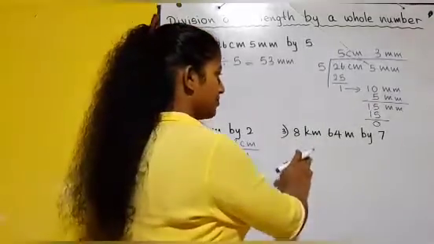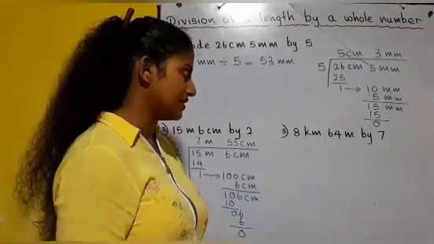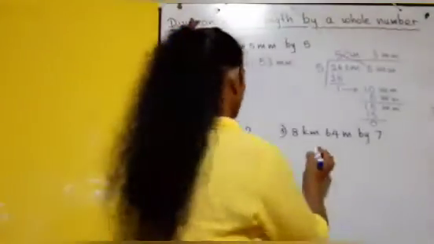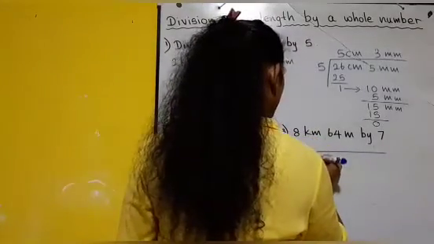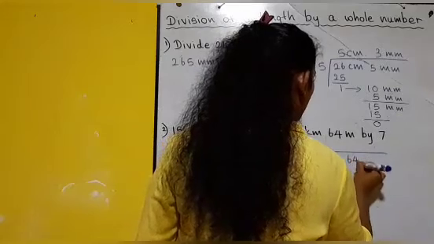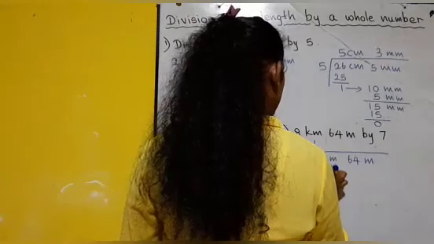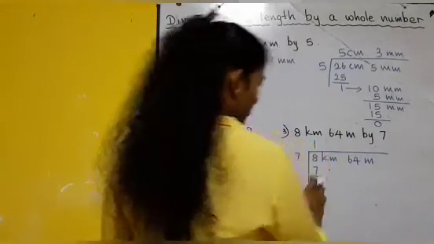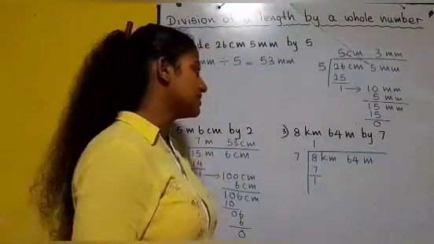Then third example, 8 kilometers 64 meters divided by 7. Long division method. 8 kilometers 64 meters. 7 times 1 is 7. 1 kilometer remains here. It can be converted into meters as 1000 meters.